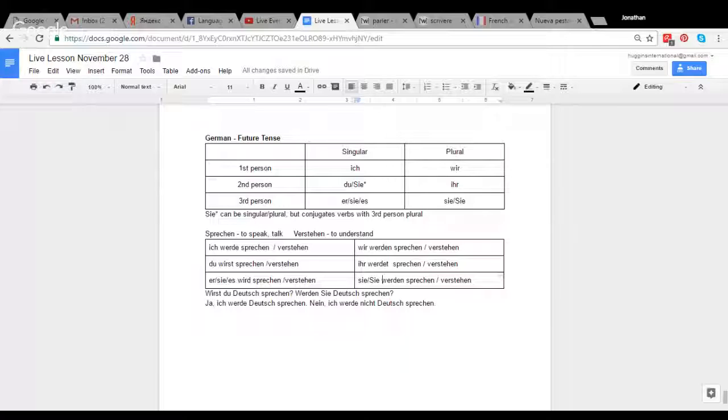Okay. If you're going to ask a question or have an infinitive on here or add some objects, be careful with the syntax, because you're going to have something like "Wirst du Deutsch sprechen?" So the infinitive there will be at the end, but you'll start with the auxiliary verb. "Werden Sie Deutsch sprechen?" Like, will you speak German? And yes, I will speak German: "Ja, ich werde Deutsch sprechen." Or no: "Nein, ich werde nicht Deutsch sprechen."